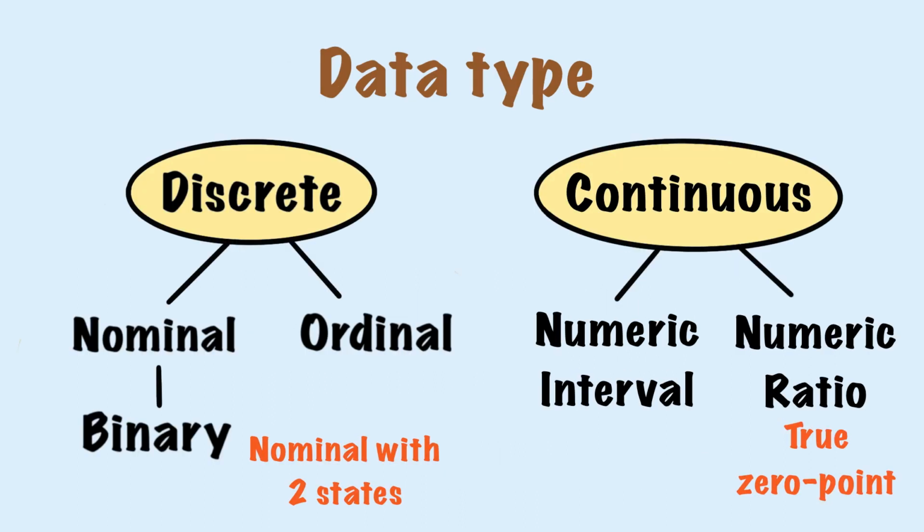Just a quick review, discrete and continuous are two main data types. Discrete data can be nominal, binary, and ordinal. Nominal is the most general case that only requires the groups to be non-overlapping and no ordering. Binary is a special case of nominal with only 2 states, 0 and 1. Ordinal is like nominal with ordering among groups. Continuous data can be numeric interval and ratio. Numeric interval is not popular, and numeric ratio has true 0 points and allows reasoning over multiples.